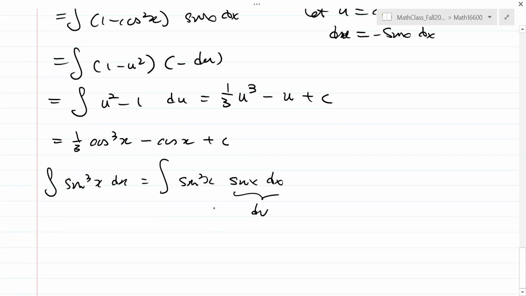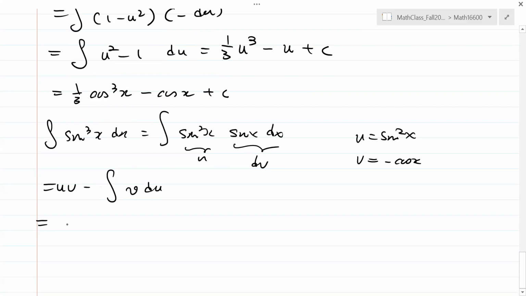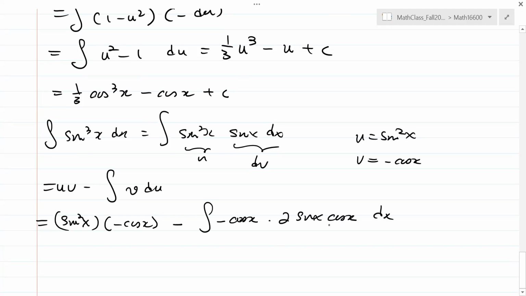Let's try, okay? So that's dv, that's u. When you differentiate sine square x, I still get lots of terms. But maybe at some point you still have to use substitution. So let's see. u equals sine square x, v equals negative cosine x, okay? So that's our dv, sine x dx. That's going to be uv minus integral of v du. Let's try: sine square x times negative cosine x, minus negative cosine x times the derivative of sine square x, which is twice sine x cosine x dx. That's the du.